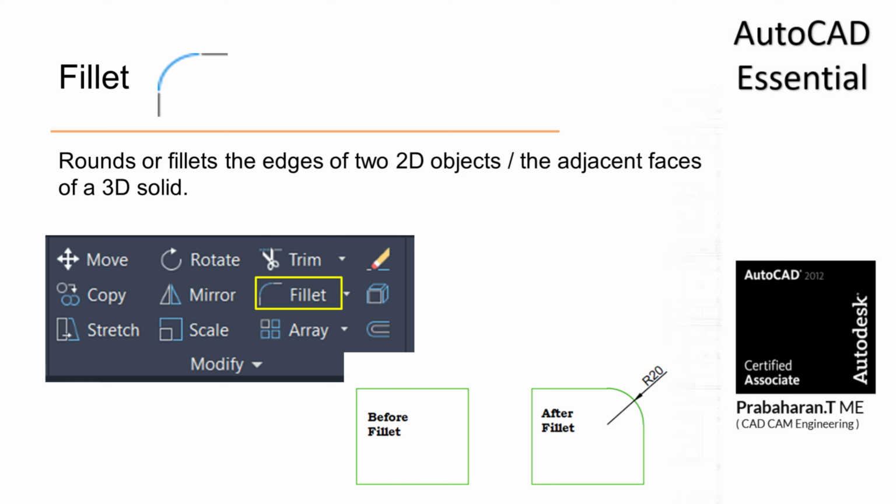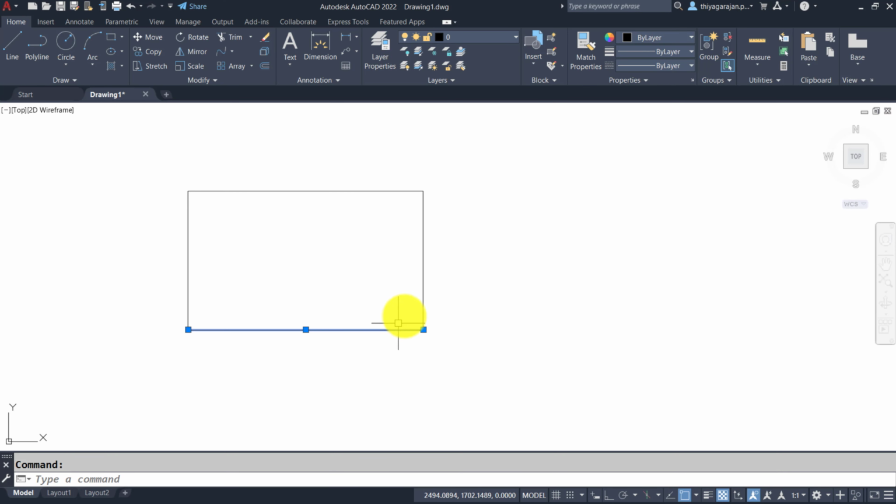Fillet is the command to convert the sharp edge of the component into a smooth edge, or we can say curve edge, in 2D as well as 3D. This is the appropriate button to access this fillet command on the modify ribbon. Okay, I have a small rectangle drawn by 4 lines. So all these sharp edges I am going to convert into curve edges. Okay, right. Let me go for fillet.